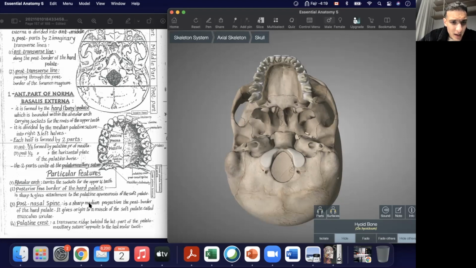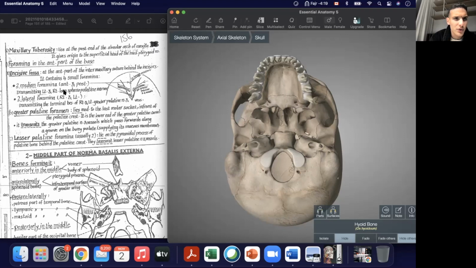And then we have the posterior nasal spine. It's not very clear here, but don't worry about this part. We don't need that much detail when it comes to this. But wait, I want to mention something important: the foramina. As I mentioned, the incisive foramen is right here, and then you have the greater palatine foramen and the lesser palatine foramen, right here. They're found within the structure of the palatine bone of the hard palate.